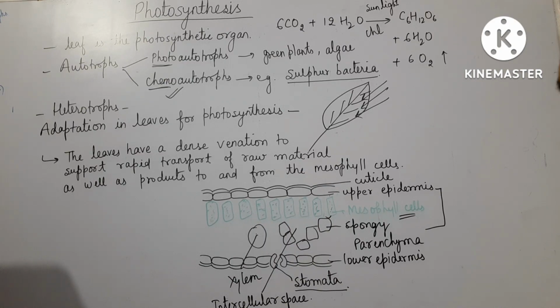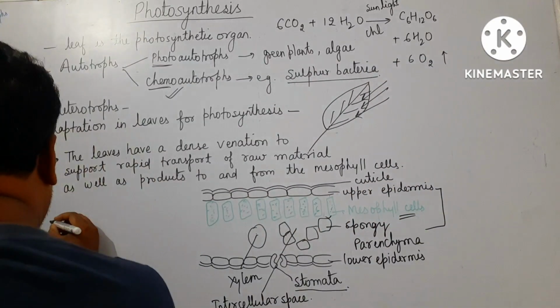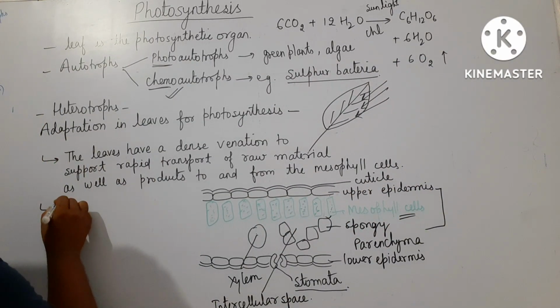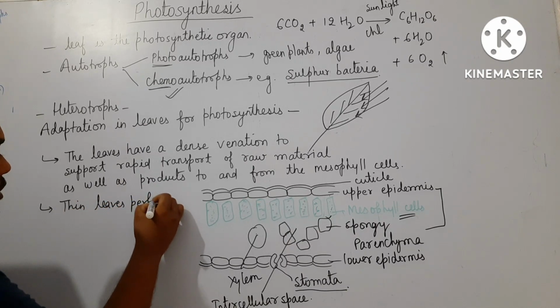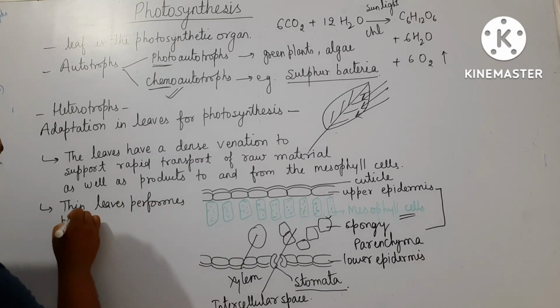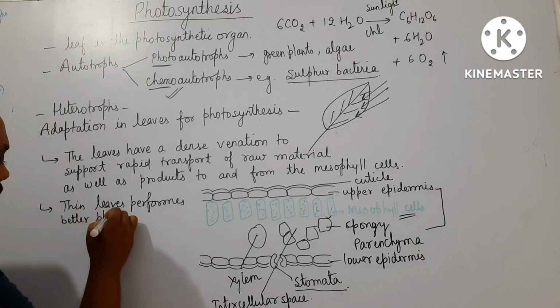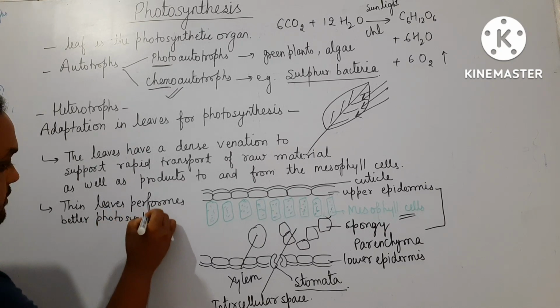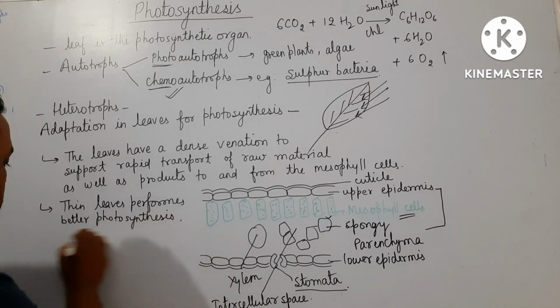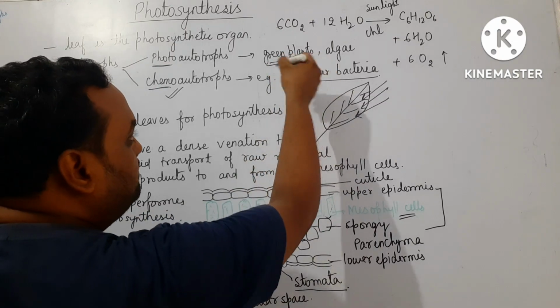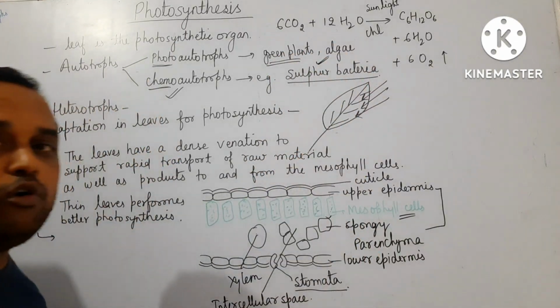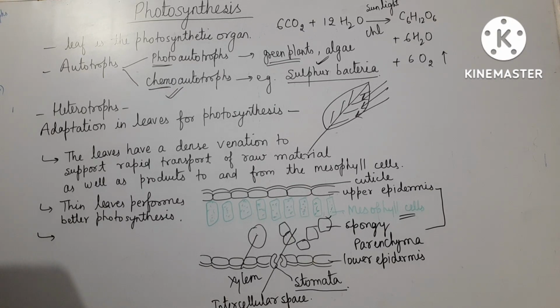Now the next adaptation is thin leaves perform better photosynthesis. We can write here thin leaves perform better photosynthesis. You can take the example of the green plants. As compared to the green plants, algae produces more oxygen. Clear?